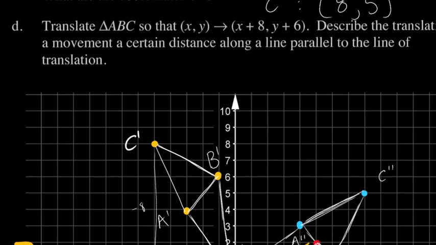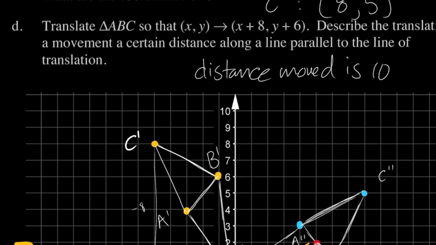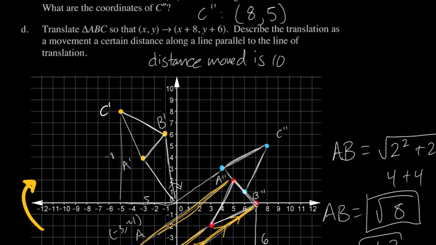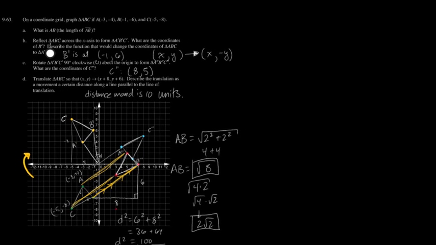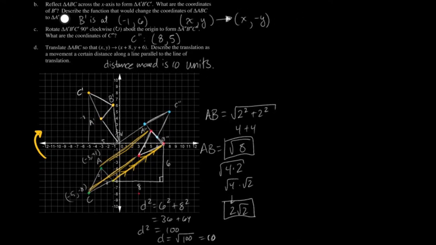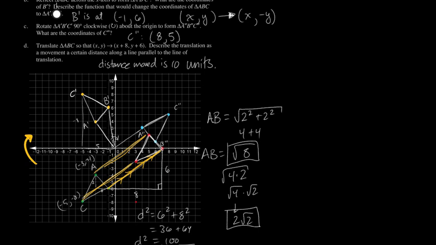So the answer to this one is that the distance moved is 10 units. So all those points moved a distance of 10 units, right? They were all moved 10 units, which is over 8, up 6. The distance traveled there was 10 units. Okay, so that is question number 61, and it's pretty involved, and I wouldn't say ugly, but I'm not happy with how that diagram looks.